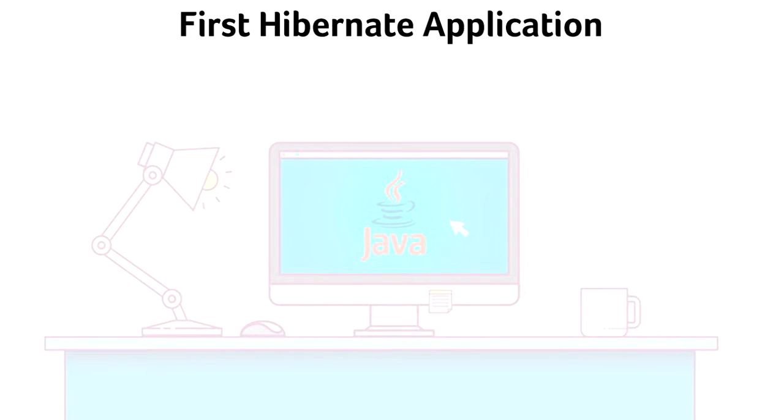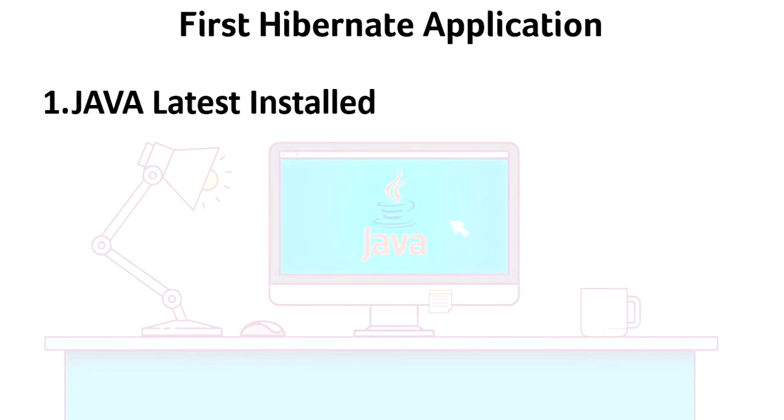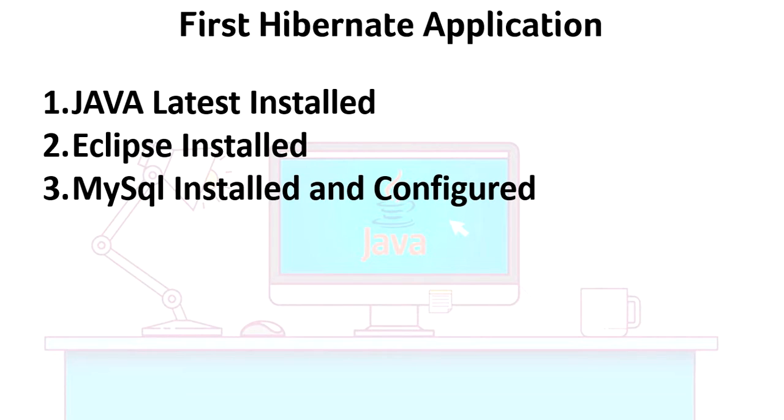Before starting to create your first application, you should have the latest Java installed on your PC and Eclipse downloaded and installed for Java developers. You can see the description below to download it directly, with the JDK. So you have to install Eclipse, and next is MySQL installed and configured. You should have your port number configured for your MySQL. Please check out the link below. I have given that in the description on how to download MySQL, install it and configure it.